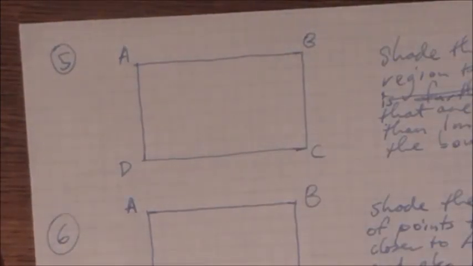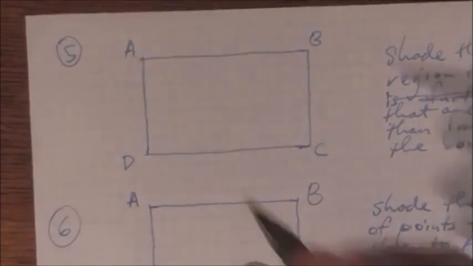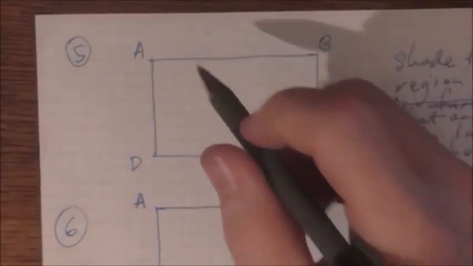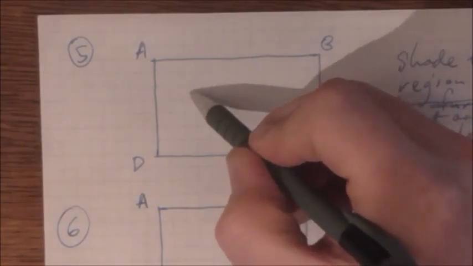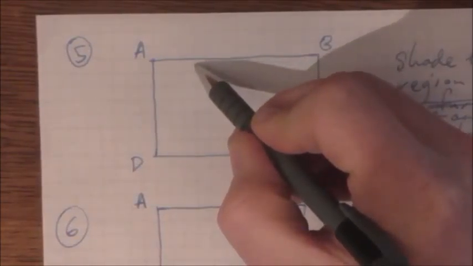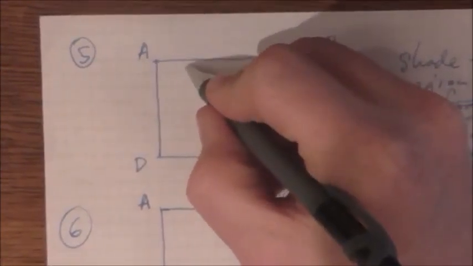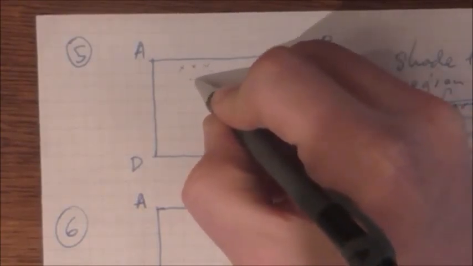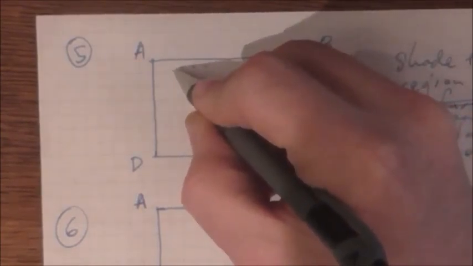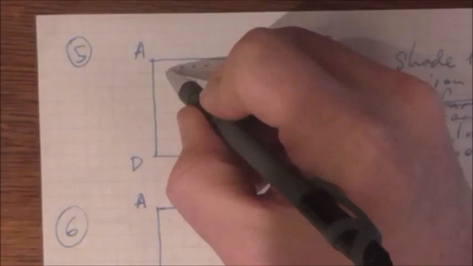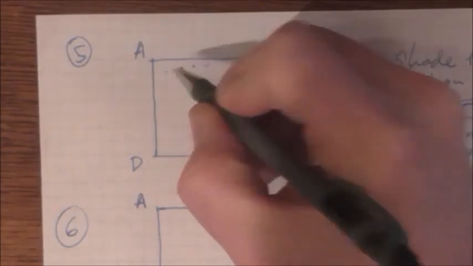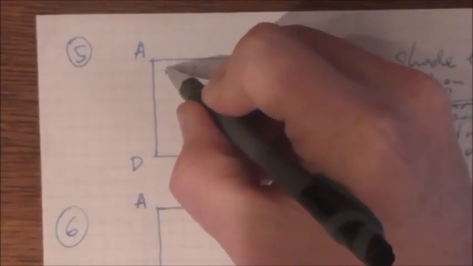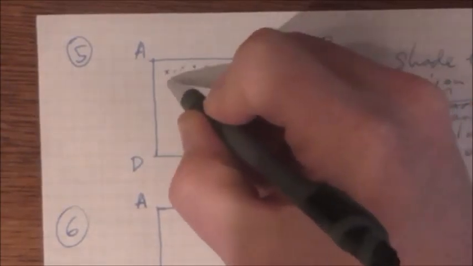Question five, shade the region of points that are further than 1 meter from the boundary. Again, 1 meter is 1 grid square, so that's further than 1 meter, that's further than 1 meter. That's not further than 1 meter. So cross, cross, cross, tick, tick, tick, tick, tick. What about this one? That is not further, because that's 1 whether you go up there or go there.